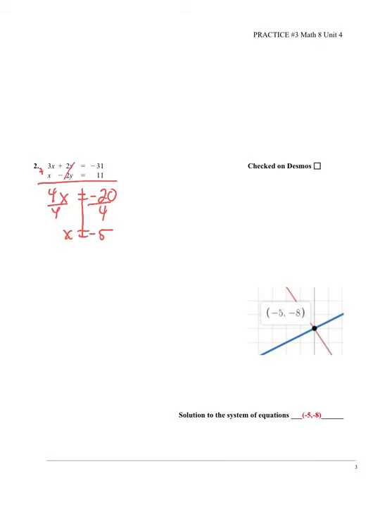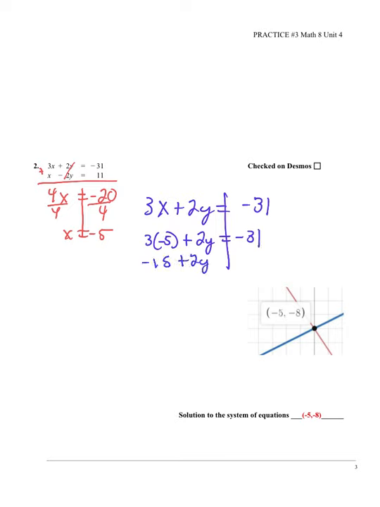I'm going to take that information and I'm going to plug it in. I'm going to use the top equation because it's all positive mostly, except for the -31, eh? Okay, and I'm going to plug in -5 for x. Again, simplifying the left, -15 plus 2y equals -31. Coming down to a two-step equation, I'm going to add 15 to each side.